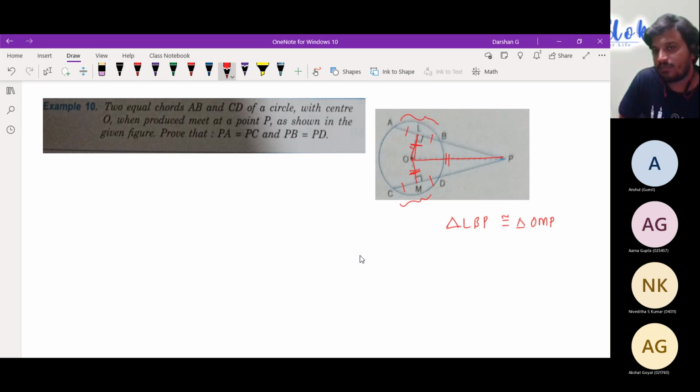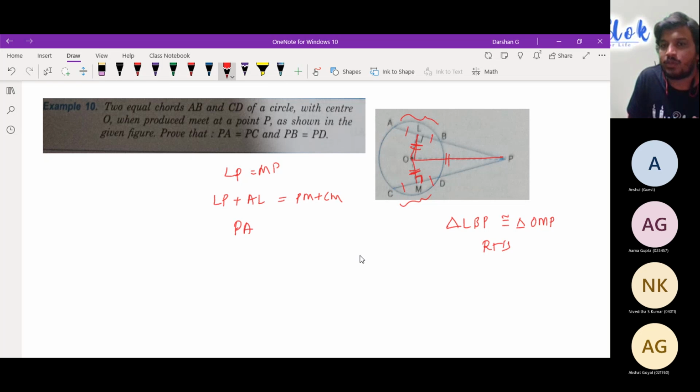We know it is the same, and we also have a 90 degree angle. So I am using the RHS postulate, I'm telling it's congruent. If it is congruent, I can tell that LP is equal to MP. So for LP, if I add AL, because it's a common line which I can add, and for PM, if I add CM, that will end up being PA equals PC. It's a very simple problem, but you have to connect two, three things here and there to get the answer.